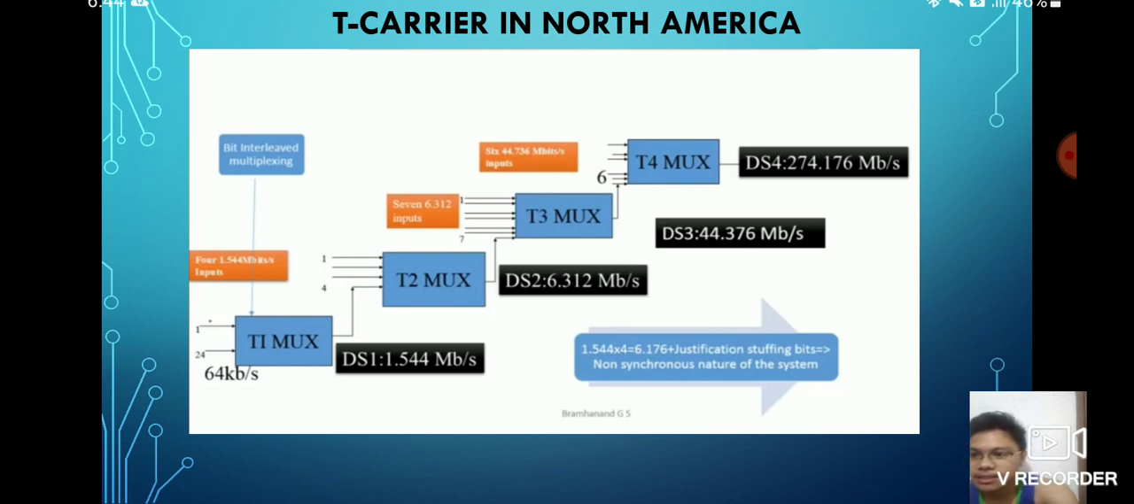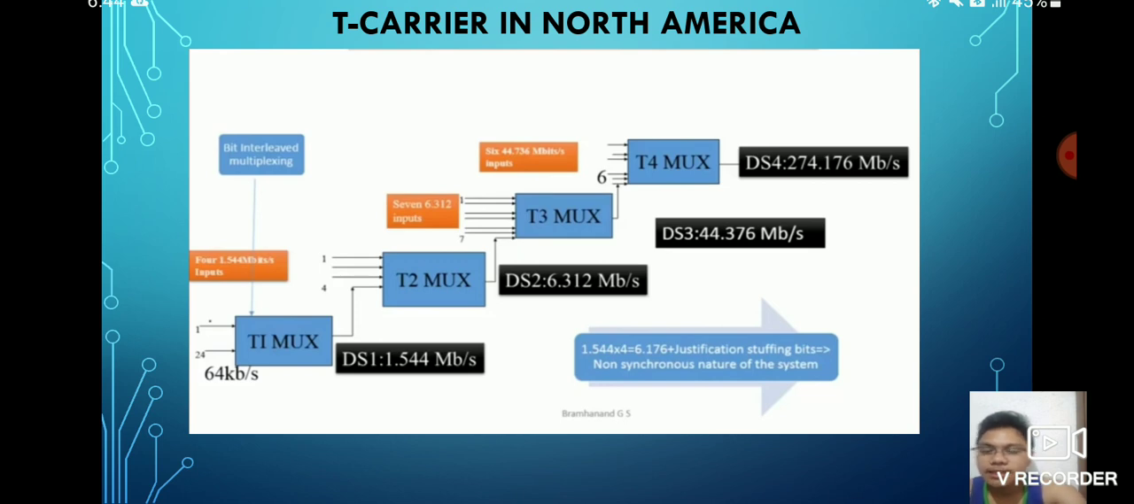Here we have the T carrier in North America. This is the hierarchy for the North American standard, which is based on T1. T1 multiplexes 24 channels, and we get the output of 1.54 megabits per second. Then we multiplex it by 4 to get the T2 output, which is DS2 equal to 6.312 megabits per second. The next level is T3, which we multiplex by 7 to get the output of DS3 equal to 44.376 megabits per second.